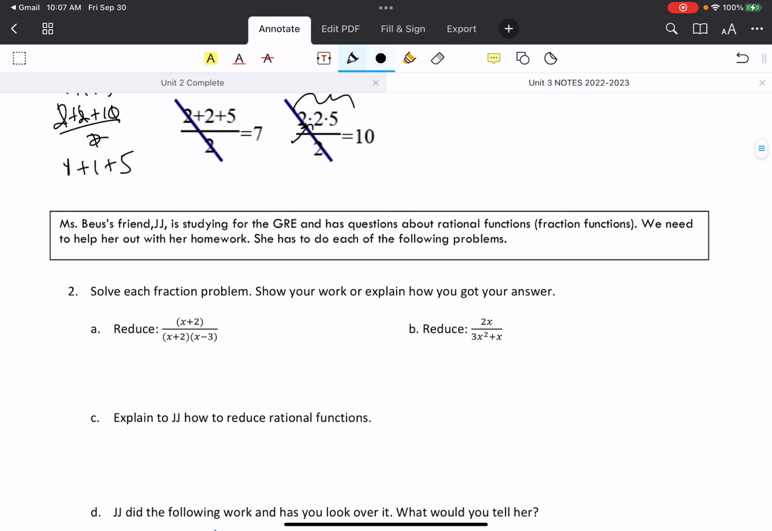Now, on this one, is there a greatest common factor? Hold on, let me say that again so I can make sure I'm making my point. Is there a greatest common factor? What do our factors look like from last unit?